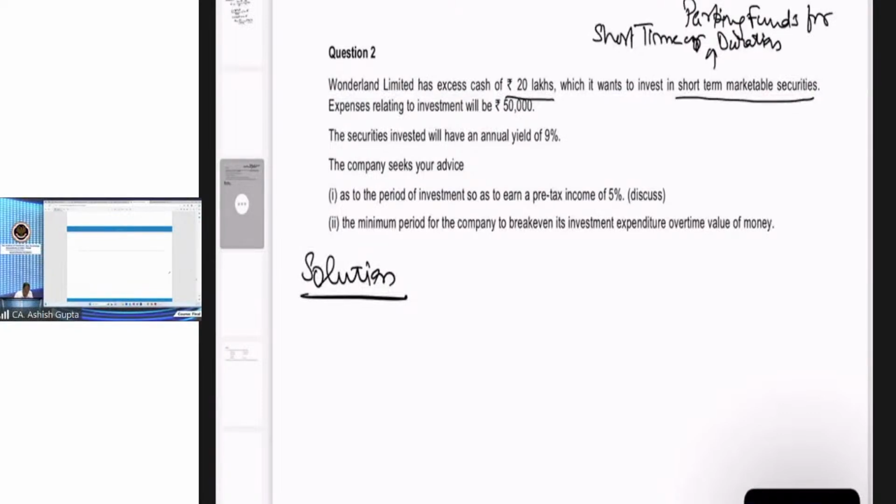Expense relating to investment will be rupees 50,000. The securities invested will have an annual yield of 9%. The company seeks your advice as to the period of investment so as to earn a pre-tax income of 5%. Also, the minimum period for the company to break even its investment expenditure, ignoring the time value of money. Okay, so let us see the first part. The company requires a pre-tax income of 5%.